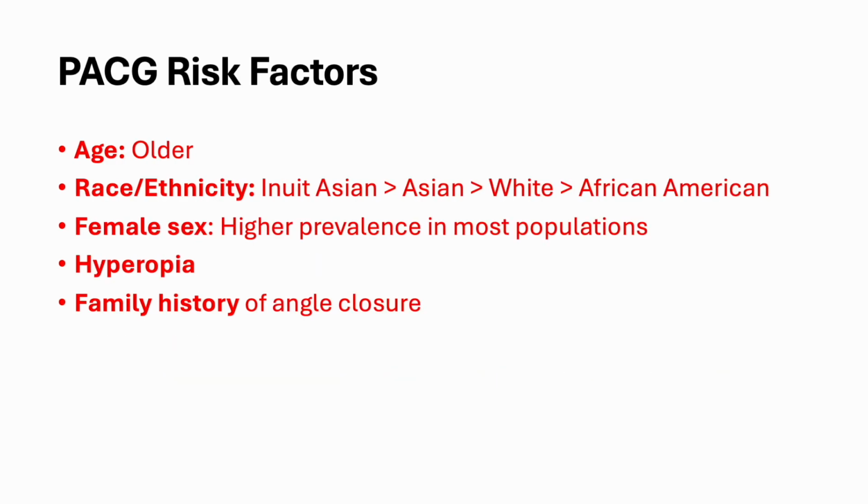The primary risk factors for primary angle closure glaucoma, or PACG, include older age, race and ethnicity, with the highest prevalence in Inuit and East Asian populations, followed by white and lowest in African Americans. Female sex is consistently associated with higher prevalence. Hyperopia, or farsightedness, and a family history of angle closure also increase individual risk.